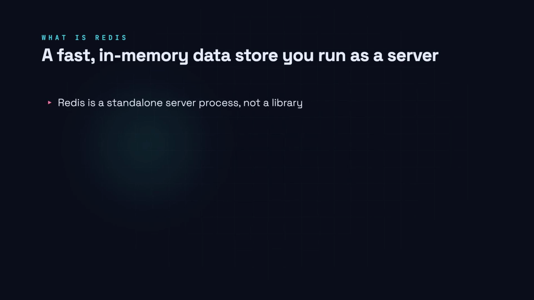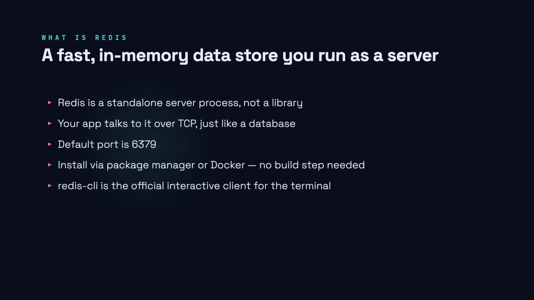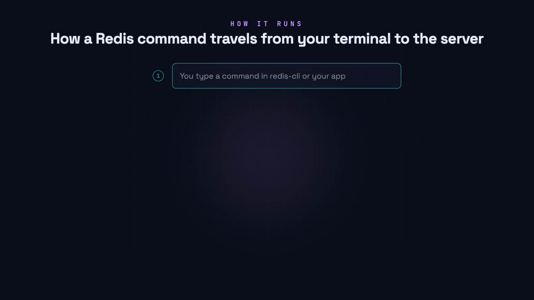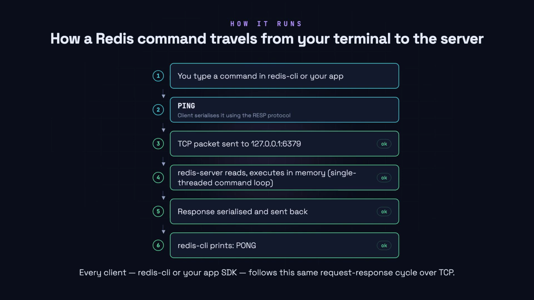Redis is a server your application connects to over the network. You install it once, start it, and any process on the same machine or across a network can send commands to it on port 6379. When you send a command, the client serializes it into the RESP wire protocol and opens a TCP connection to port 6379. The server processes it in its single-threaded command loop and sends the response back, all in microseconds.